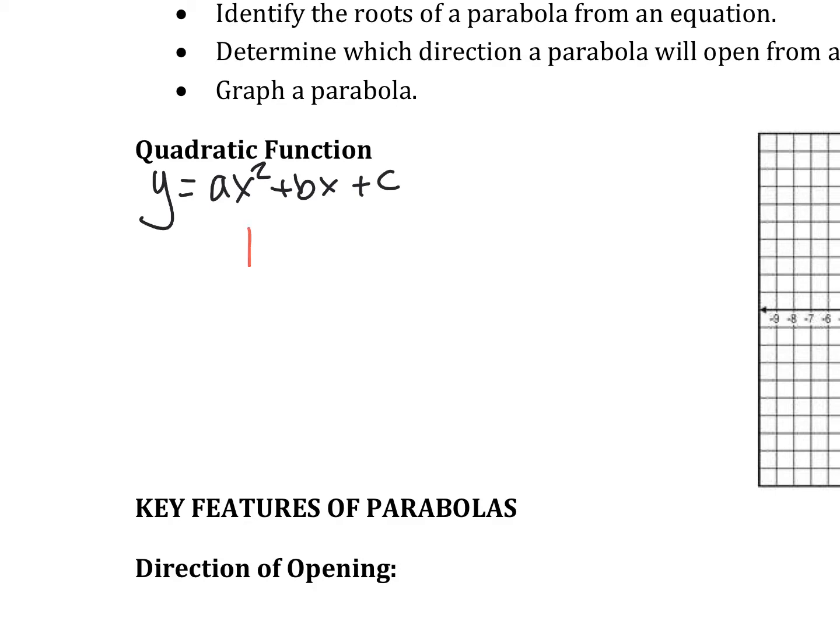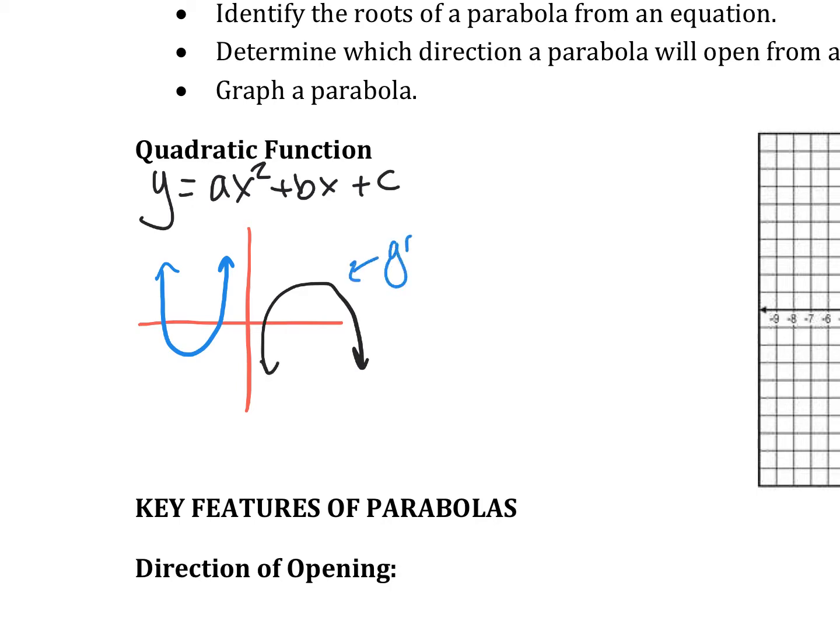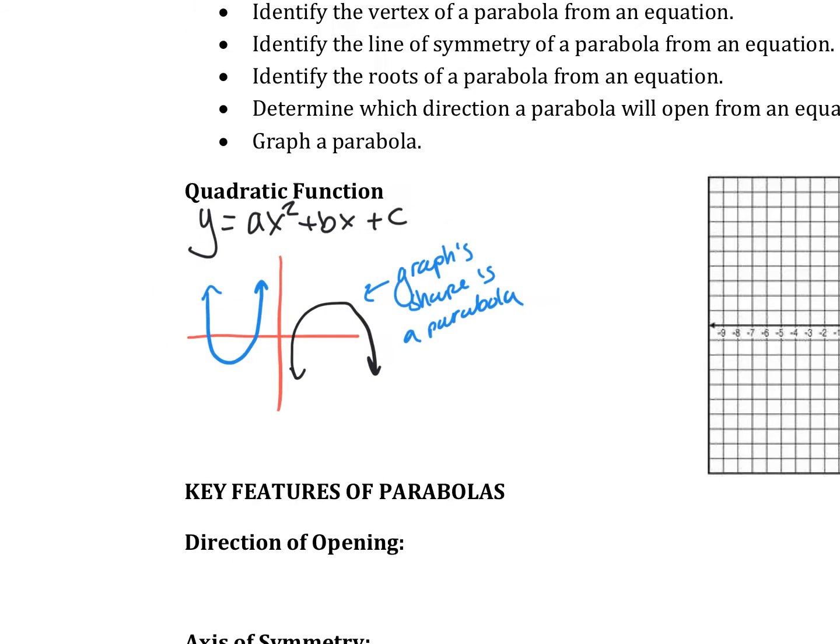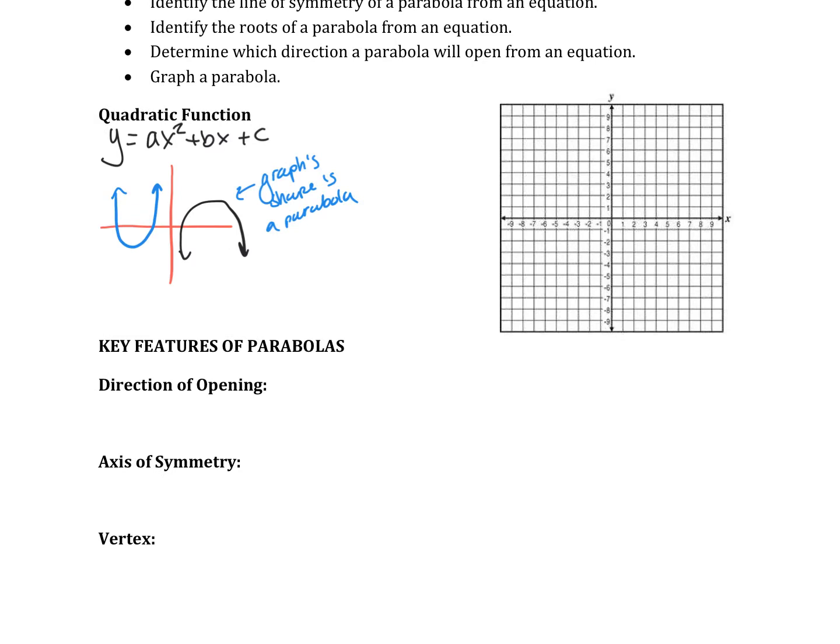And a, b, and c just represent numbers or constants. So remember, the graph of a quadratic is that U shape. It can open upwards with the arrows pointing up, or it can open down with the arrows pointing down. And the graph's shape is called a parabola. So we're going to go through all these key features of parabolas and how to determine them from an equation, and then how to use these features to sketch a graph of the parabola.